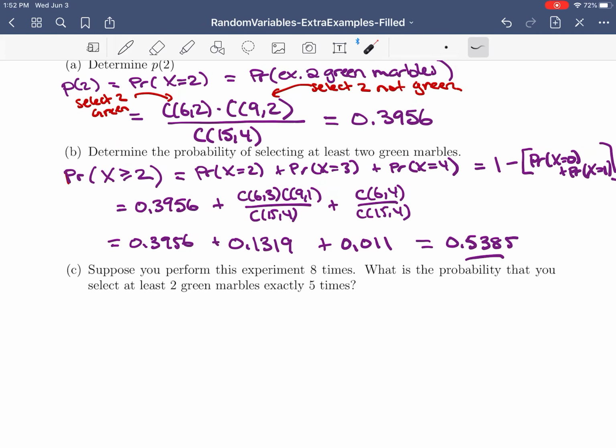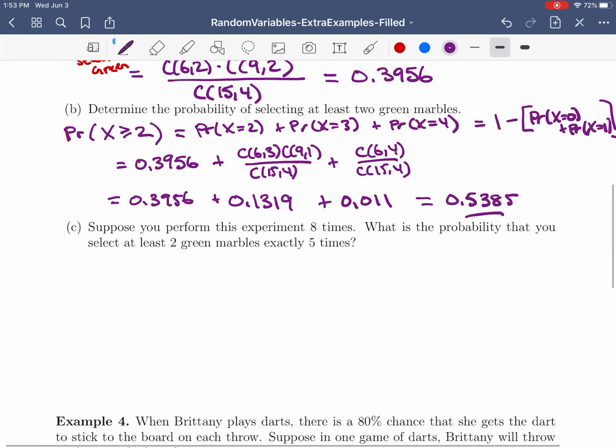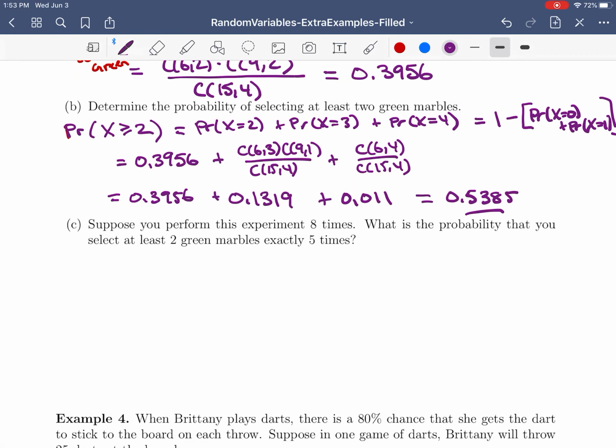Now, what happens if we perform this experiment 8 times? And we want the probability that we select at least 2 green marbles exactly 5 times. So this is actually kind of tough. And we're actually turning this experiment into a different experiment. So what I'm going to do is make a new random variable. So Y is going to be the number of times that we select at least 2 green marbles. So Y happens to be a binomial random variable.